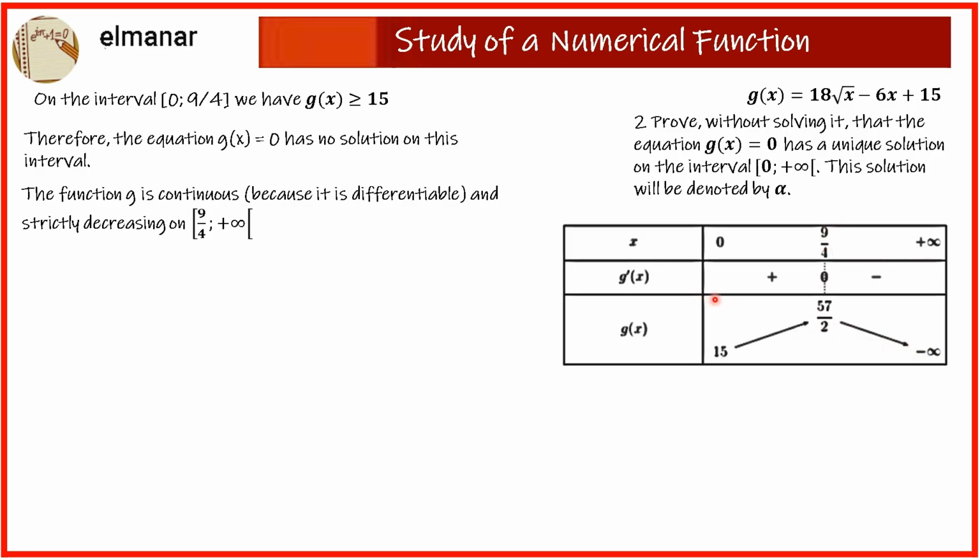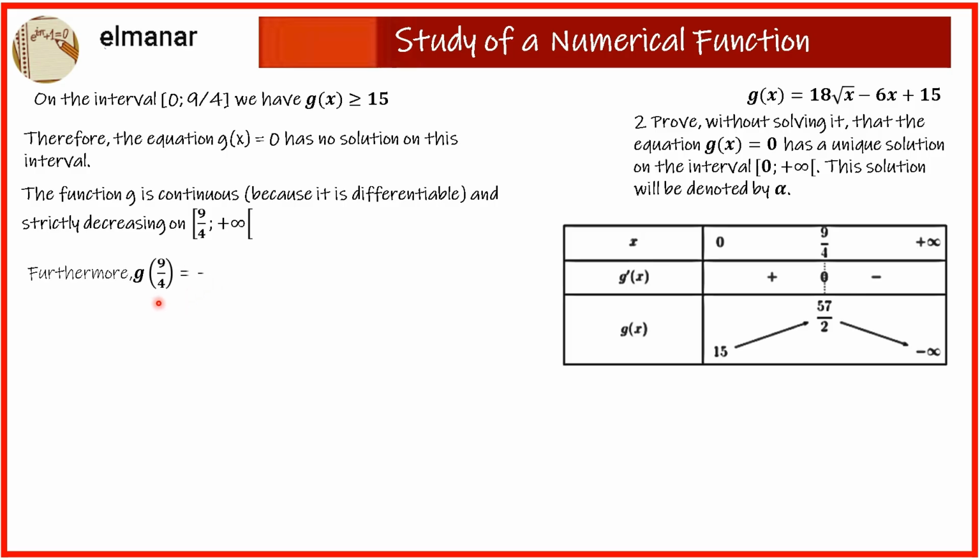Theoretical reminder. A continuous and strictly monotonic function, here strictly decreasing, is bijective over an interval. This means it takes each value exactly once, which implies the existence of a unique solution for any equation of the form g of x equals k, where k belongs to the image of the function, intermediate value theorem.